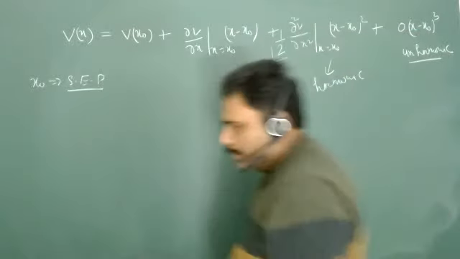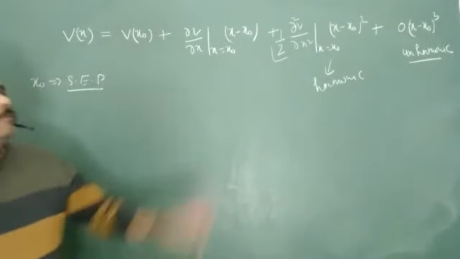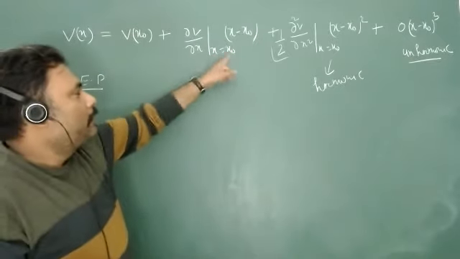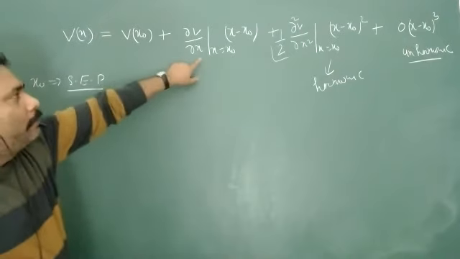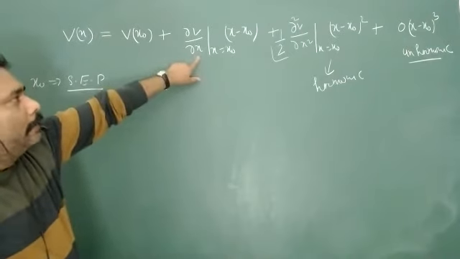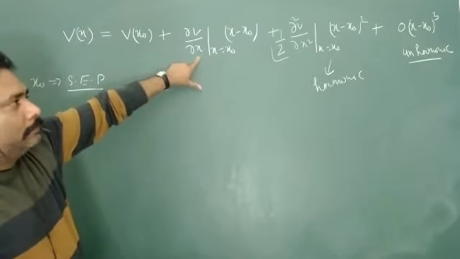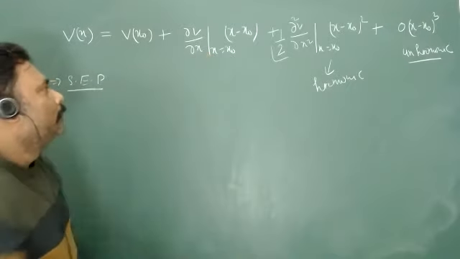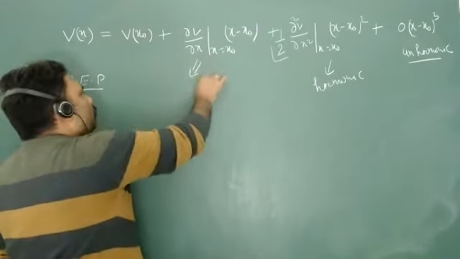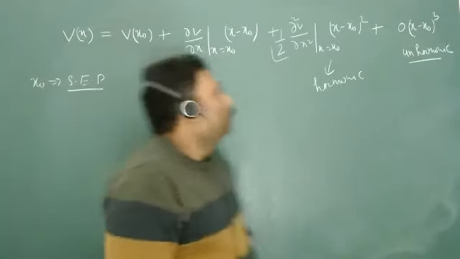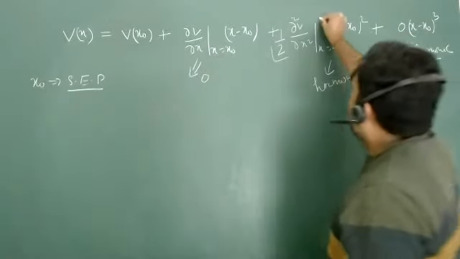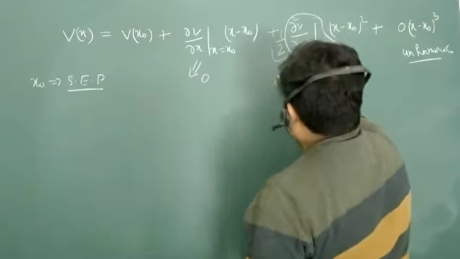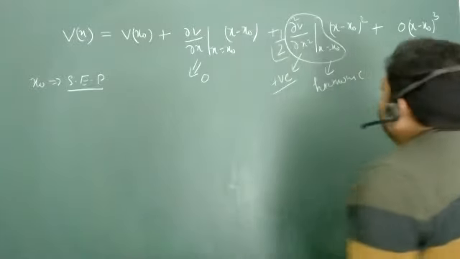And obviously this is the linear term. And x naught is what? Nothing but a stable equilibrium point. Are you comfortable? This is a stable equilibrium point. So what will happen to this number? It will be 0, because this is an equilibrium point. And what about this number? This number is positive, obviously.